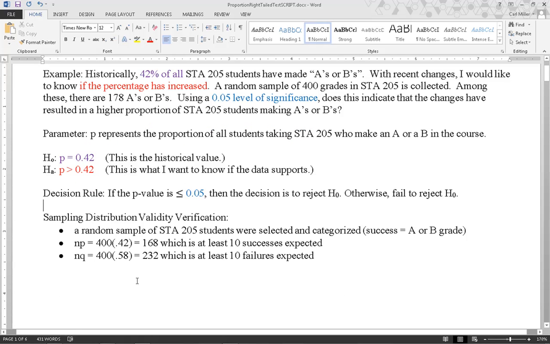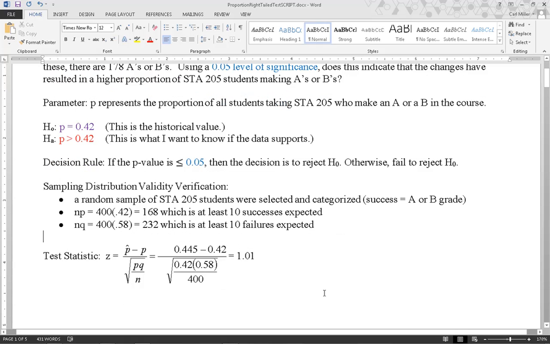Sampling distribution validity. A random sample of Stat 205 students were selected and grades were categorized. Success was making an A or a B. N times P is 400 times 0.42, the value of P from the null hypothesis, and that equals 168, which is at least 10 successes expected. N times Q is 400 times 1 minus 0.42, or 0.58, which equals 232, and that also is at least 10, so the failures expected is also at least 10. So it is valid.